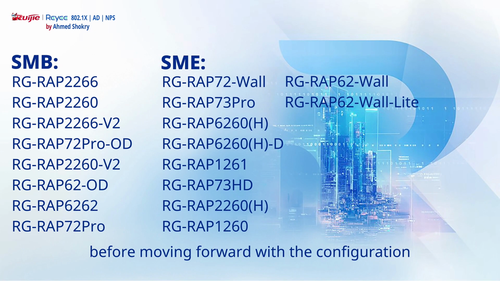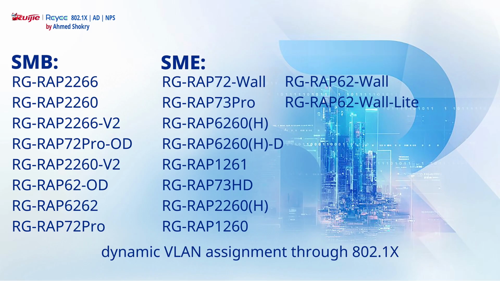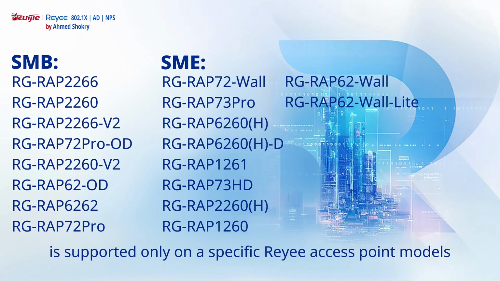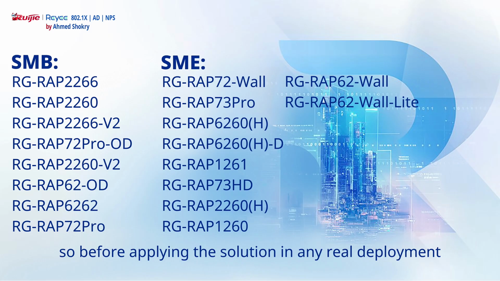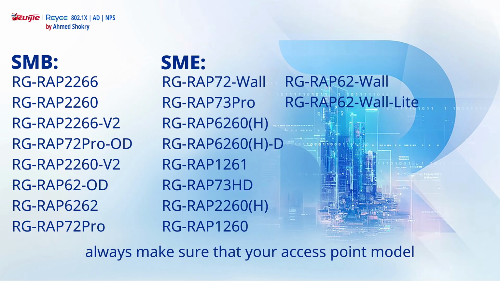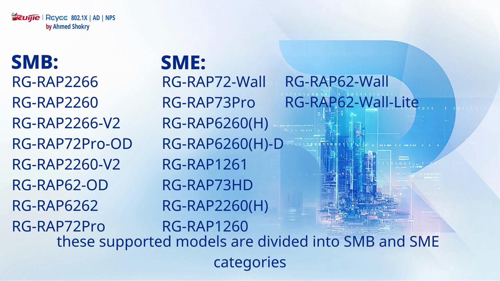Let's begin. Before moving forward with the configuration, I want to clearly highlight an important point. Dynamic VLAN assignment through 802.1x is supported only on specific Reyee access point models, and this support is enabled starting from the new firmware versions. So, before applying the solution in any real deployment, always make sure that your access point model is included in the supported list and is running the required firmware version. These supported models are divided into SMP and SME categories.